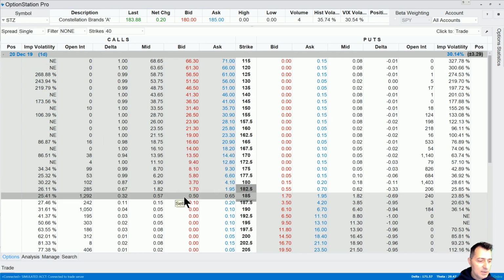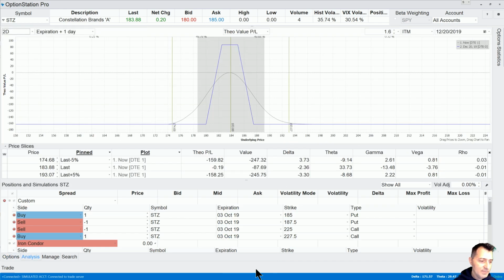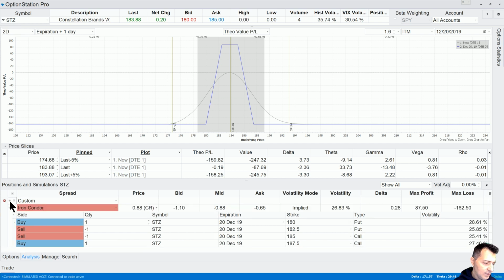Okay, but just to be mechanical, I'm going to start with December 20, and I'm going to right-click to analyze and sell an Iron Condor. Okay, Iron Condor. We've got another one here that we had from another time, so I would like to get rid of that one. Let's see.